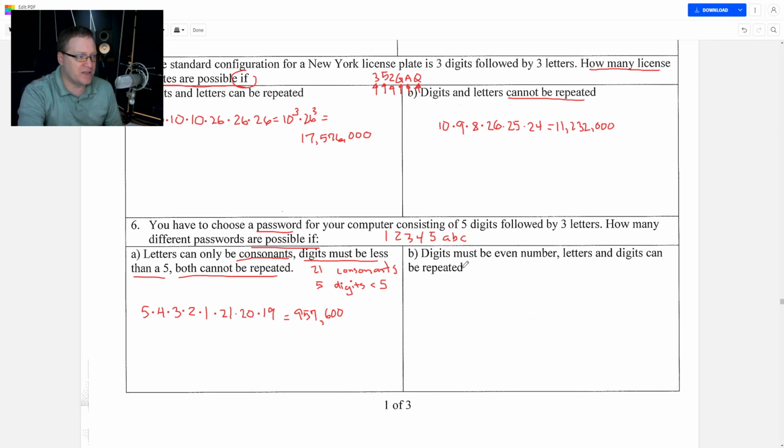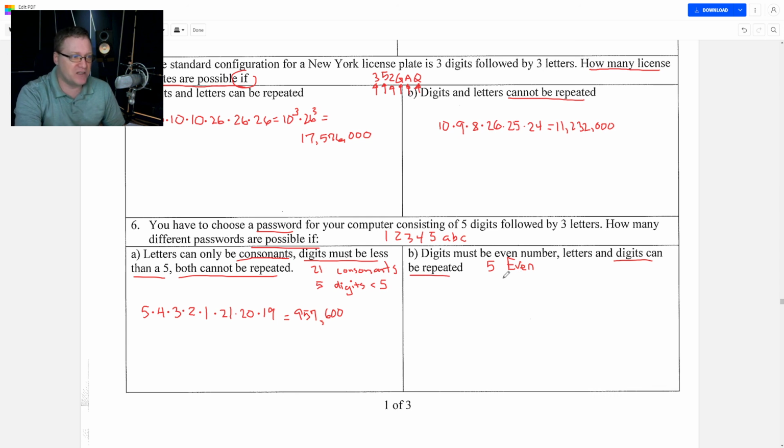Now, let's look at the last one, B. We need to do the same thing, make a password that looks like this, but now the digits must be an even number. How many even digits are there? Well, 0 is even. 2, 4, 6, 8. So there are 5 even digits. And the letters can be any letter. And now we can repeat.